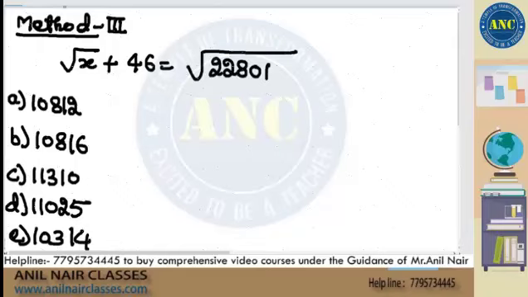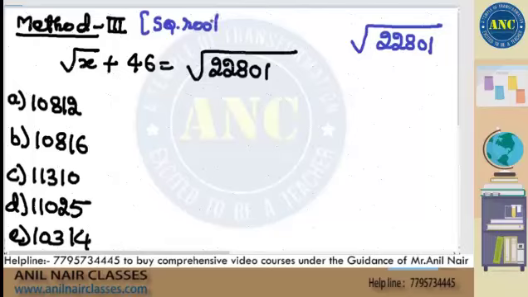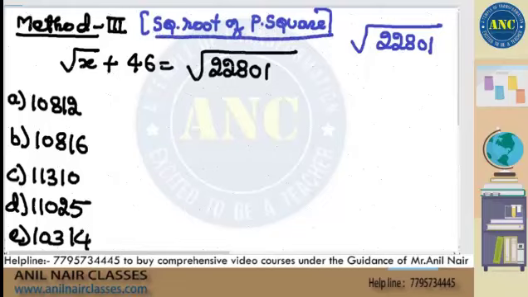Now, see here, root of 22801. Listen carefully. 22801. In method 3, I am discussing how to find the square root of a perfect square. How will we come to know whether the number is a perfect square or not?